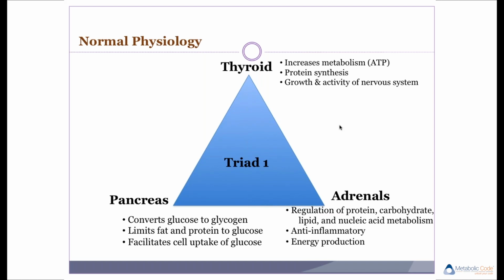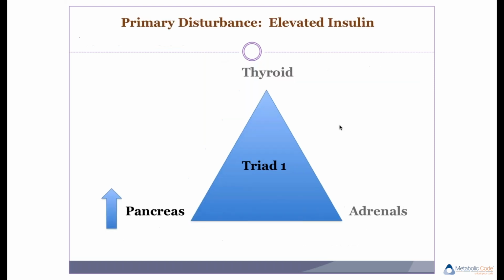and the ways in which things have become abnormal. Now, normal physiology, as we've mentioned, confers a sense of vitality and well-being. It means that we have good conversion of glucose to glycogen. Insulin is helping with limiting fat and protein to glucose changes and facilitates cell uptake of glucose. Cortisol helps to regulate protein and carbohydrates and lipids and nucleic acids. It's working as a nice anti-inflammatory. It's conferring energy production. And then thyroid stimulating metabolism overall by stoking the fires of the mitochondria so that we have adequate ATP output, which contributes to good protein synthesis and supports growth and activity throughout the body.